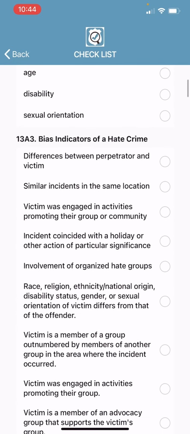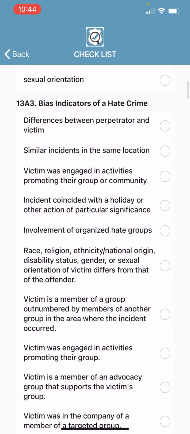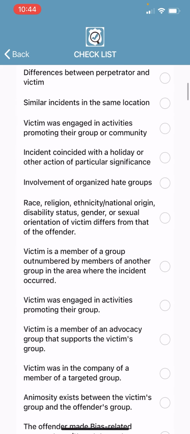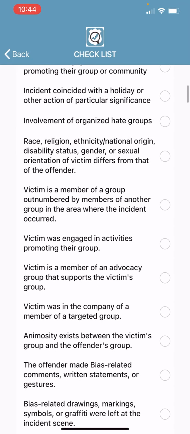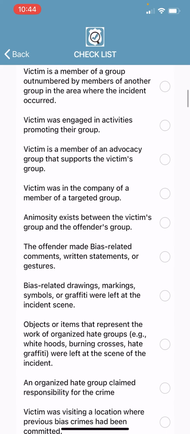13A3, bias indicators of a hate crime, differences between a perpetrator and a victim, similar incidents in the same location. So it gives you an opportunity to start looking at and thinking about the types of things that you're looking for to determine whether this in fact is a crime or an incident.